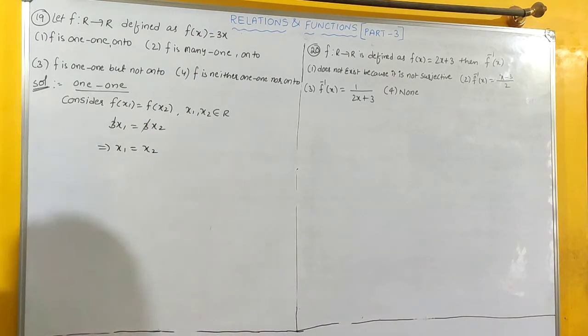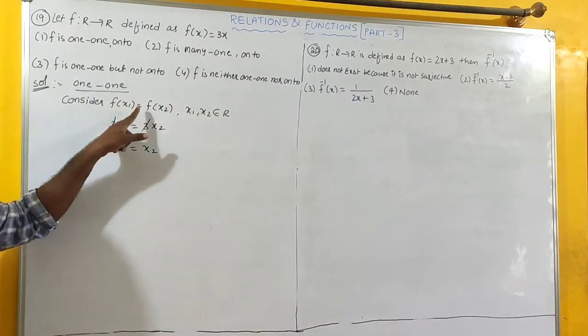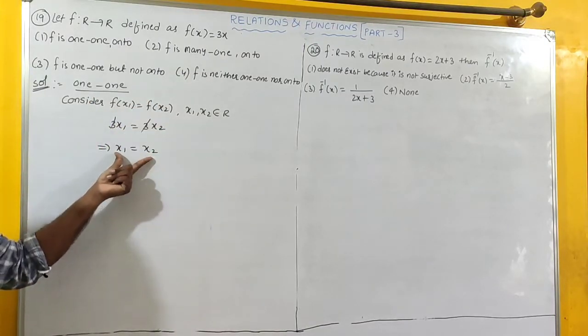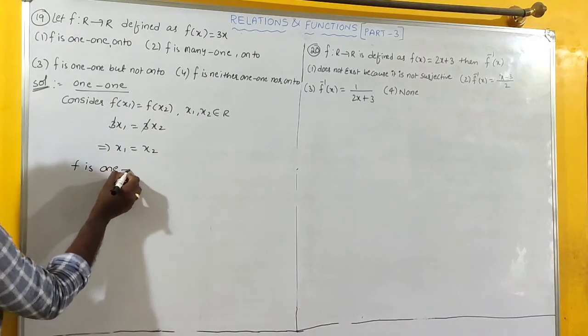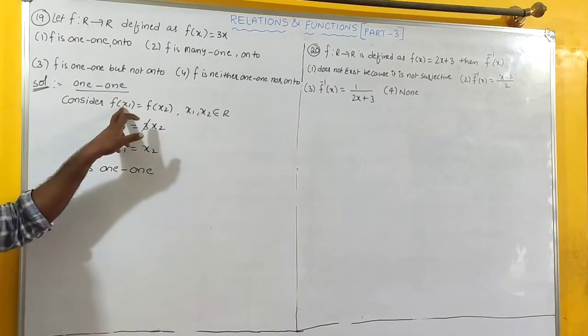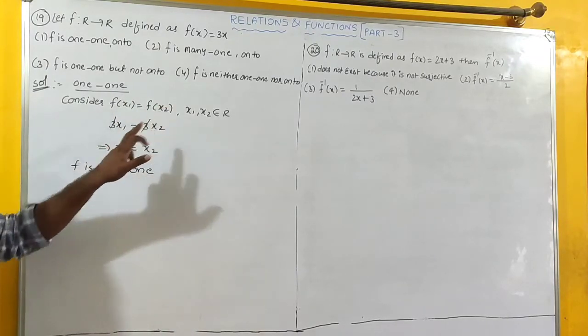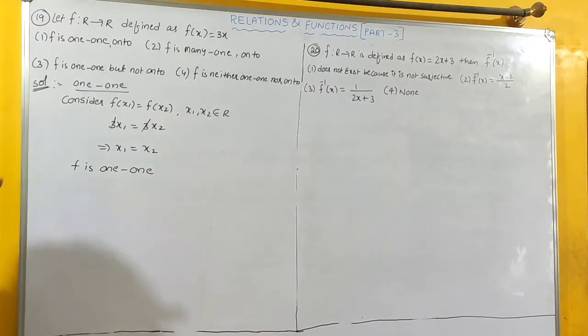According to the 1-1 definition, if f(x1) = f(x2) implies x1 = x2, then f is 1-1. This is the definition of a 1-1 function. If f(x1) = f(x2) implies x1 = x2, then the function is called 1-1. Already in the synopsis I explained this definition.